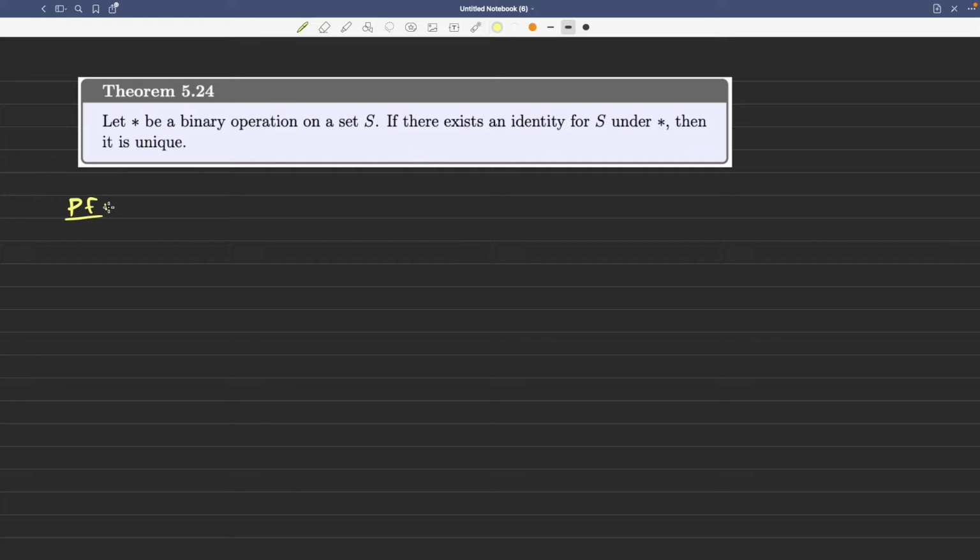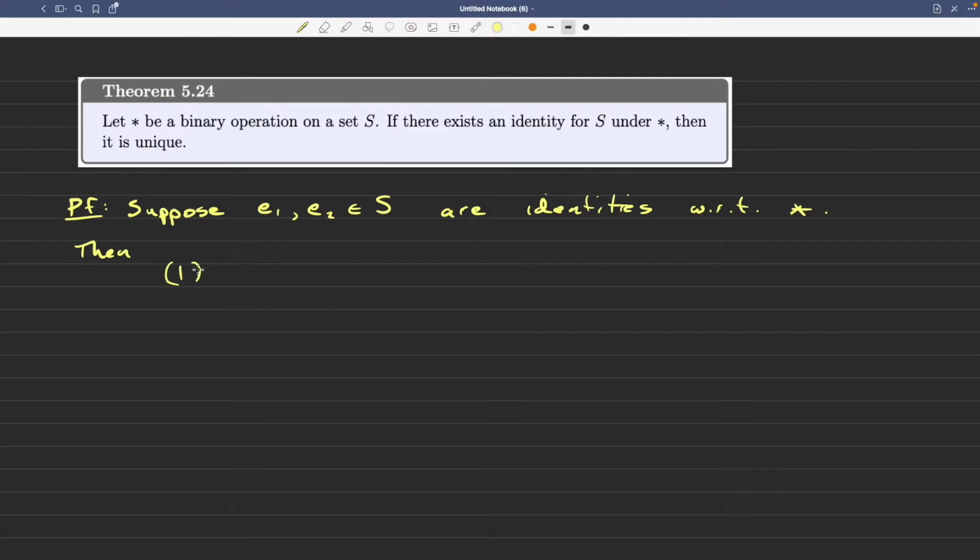So this is a good proof because it gives you a technique for arguing that something is unique. A pretty standard argument is to suppose that you have more than one of these things and then argue that they're equal. So we'll do that here. Let's suppose that there are two identities, say E1 and E2 are elements of S that are identities with respect to this operation star on S. Well then, on the one hand, if we do E1 star E2, I can certainly say that that's equal to E2 on account of E1 being an identity.